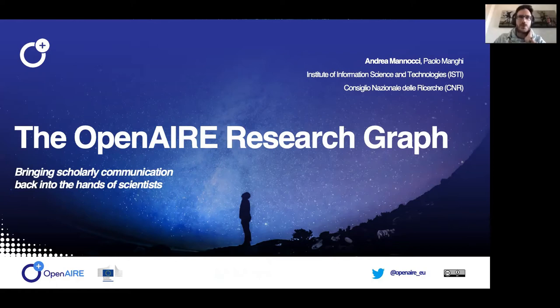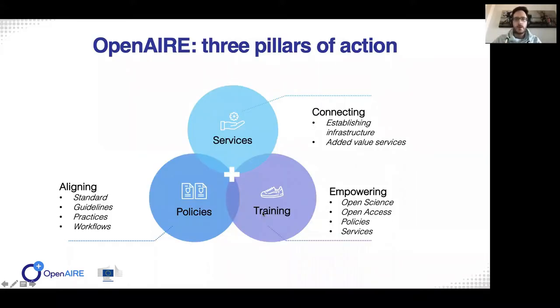So today I'm going to talk about the OpenAIRE research graph and what activities we're doing in OpenAIRE to foster open science. OpenAIRE in a nutshell can be seen as three main pillars of action: services, policies, and training.